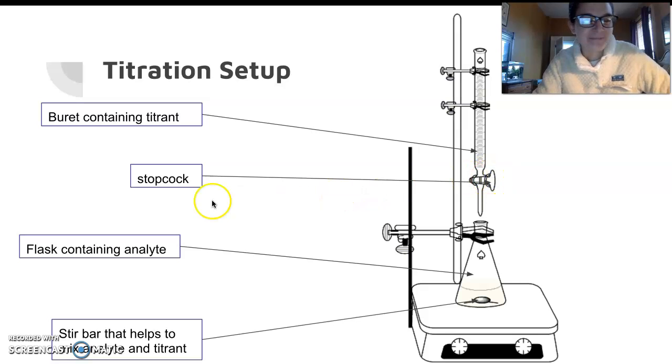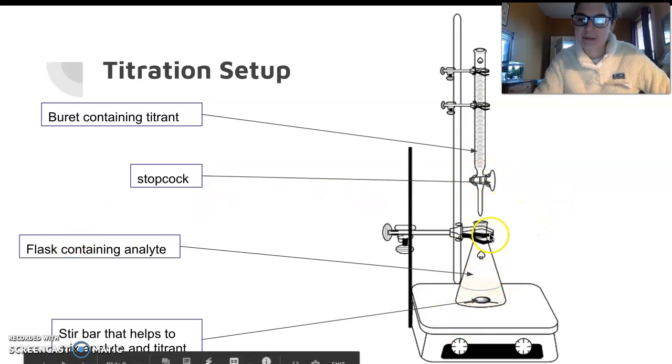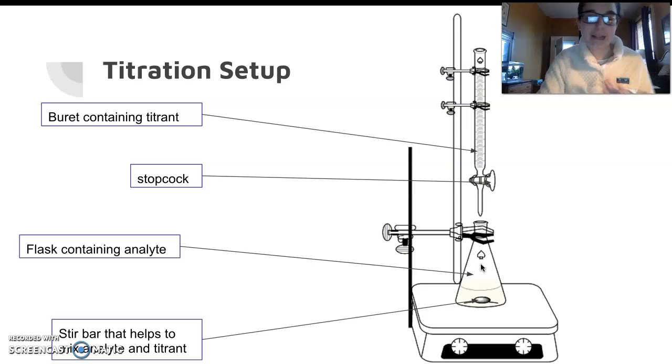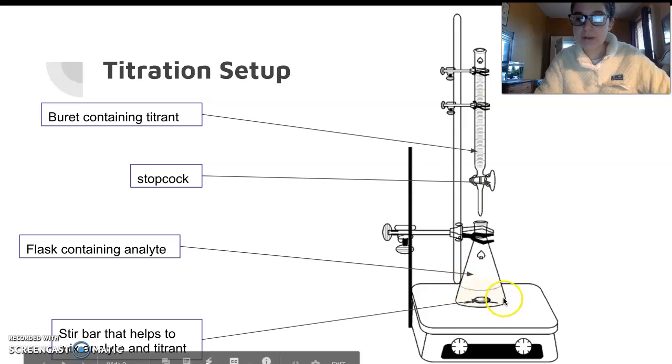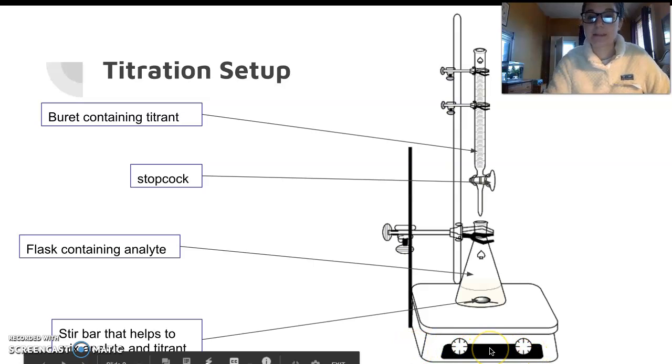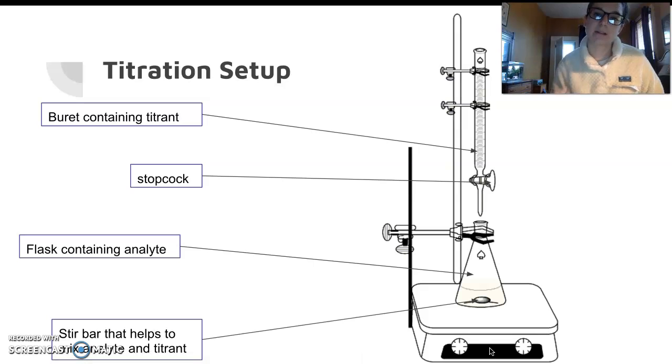It's annoying. And then at the bottom, you have a flask that contains your analyte, what you're analyzing. So the burette has the titrant, what's being added, and then the flask contains the analyte, what you want to analyze. Usually you add like a stir bar at the bottom. That's just a magnetic stir bar that you can turn on. Usually it's a setting on a hot plate. You don't have to have the hot plate on, but you can stir the solution. That helps to mix everything nice and easy.